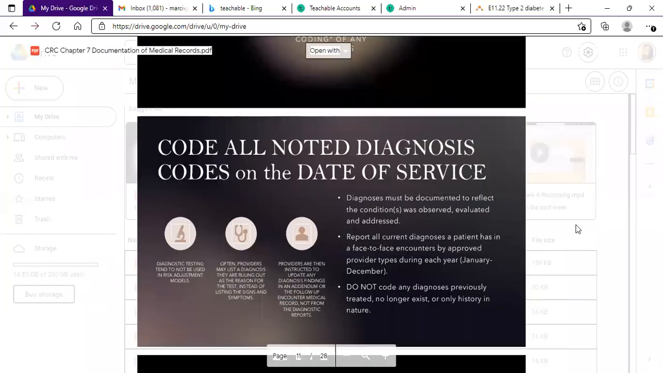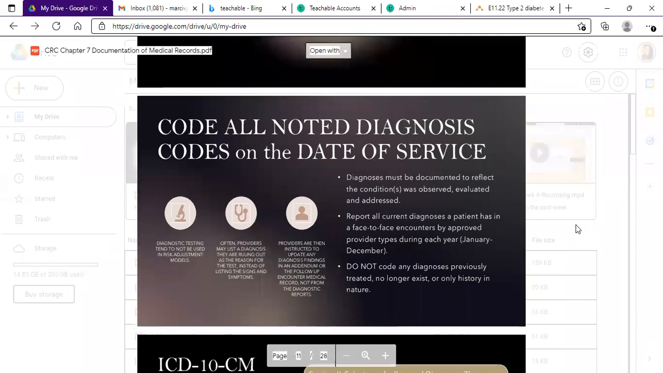Okay, so code all noted diagnosis codes on the date of service. Diagnosis must be documented to reflect the conditions that were observed, evaluated, and addressed. Report all current diagnoses a patient has in a face-to-face encounter by approved provider types during each year. Do not code any diagnoses previously treated that no longer exist or are only history in nature.